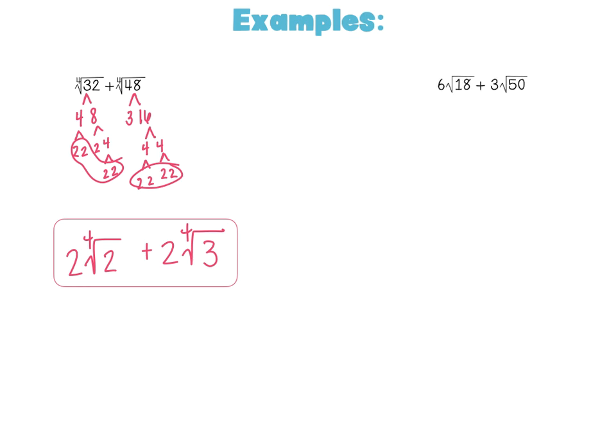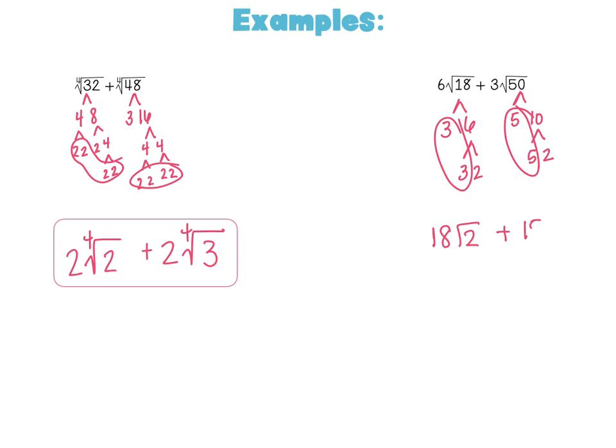Okay, next, they don't match, so I do need to simplify first. Two of the same number because it's a square root. 6 times 3 is 18 with a 2 left over. We're going to do it again. 2 of the same number. 5 times 3 is 15 with the 2 left over. Now, they match. I'm going to combine my like terms to get 33 square roots of 2 as my final answer.